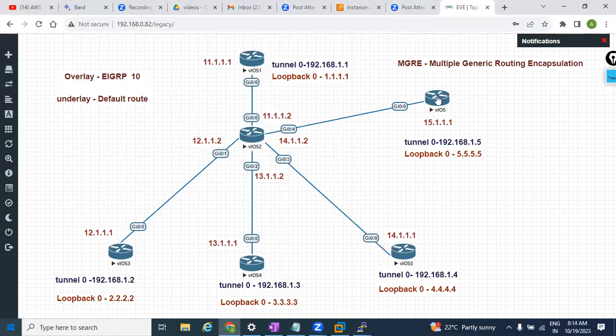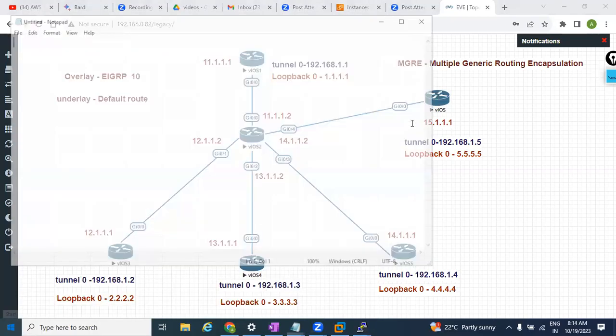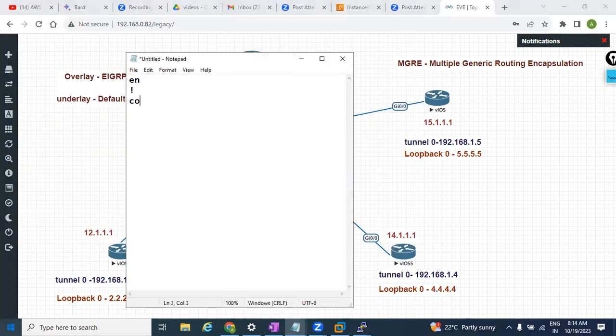Meanwhile, we will configure the basic configuration, at least on the notepad I'll make it ready. The basic configuration means IP address and all. Now, interface 0/0. So guys, try to do this practical on GNS3. Sometimes on EVE-NG we won't get any output, so it's better to use GNS3. 15.1.1.1/24.